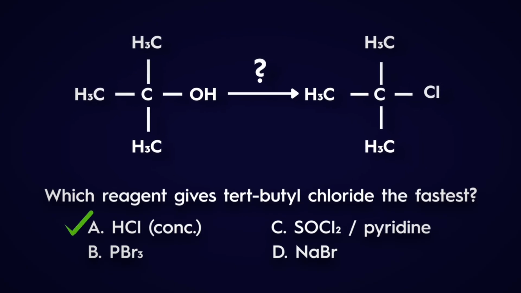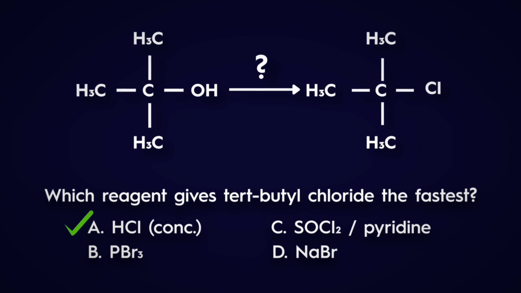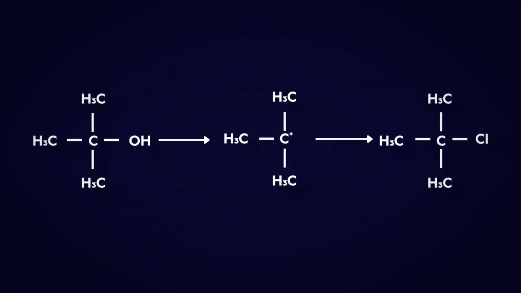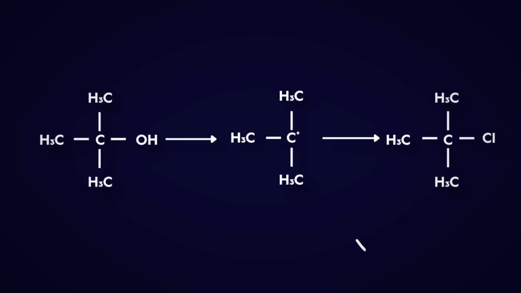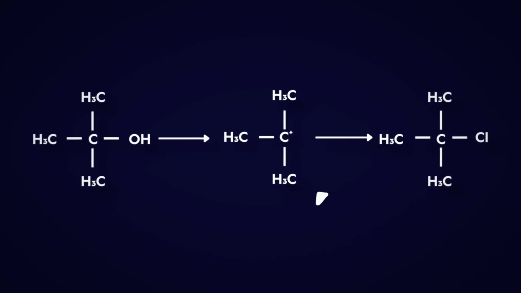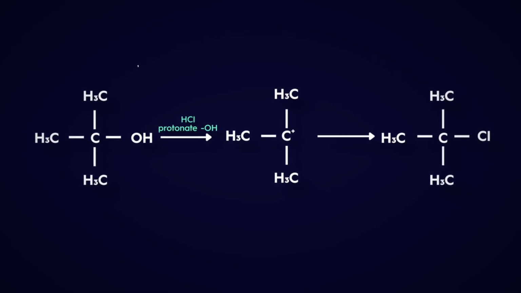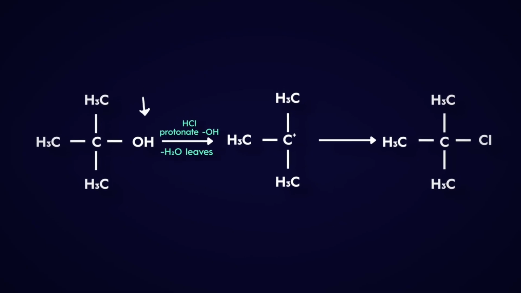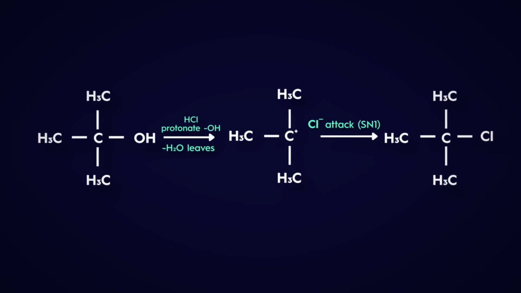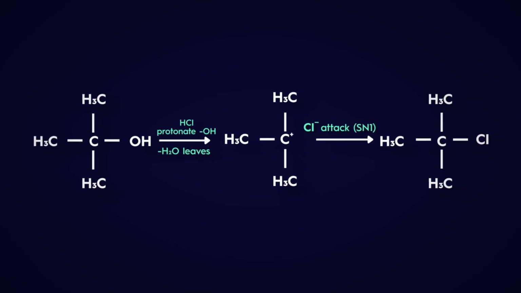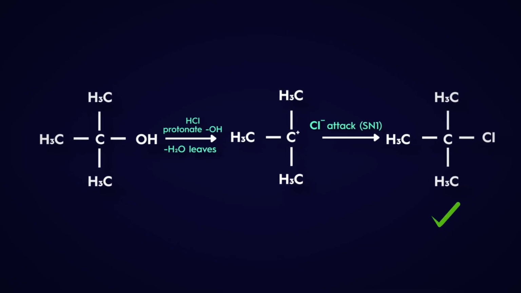The correct answer is A. Concentrated hydrogen chloride. Tert-butyl alcohol, also called 2-methyl-2-propanol, forms a stable tertiary carbocation. A strong acid, such as hydrogen chloride, protonates the hydroxyl group, allowing water to leave. Then, the chloride ion captures the carbocation via an unimolecular nucleophilic substitution pathway.